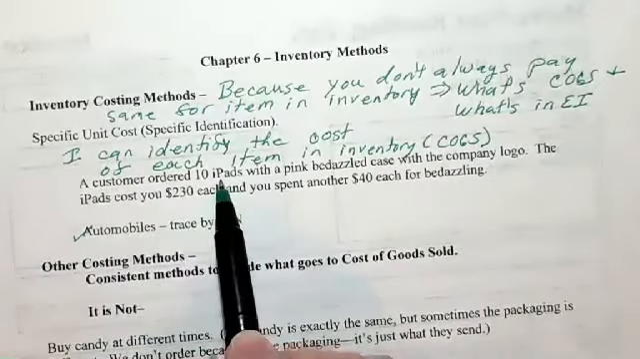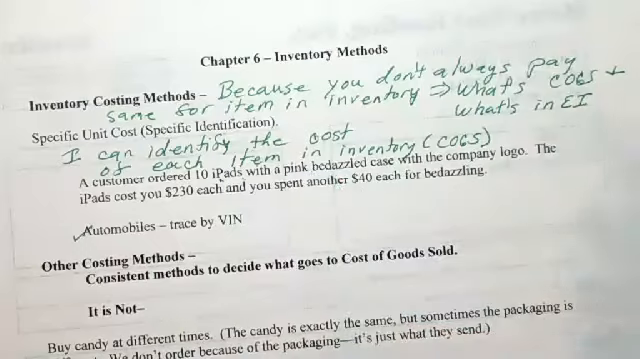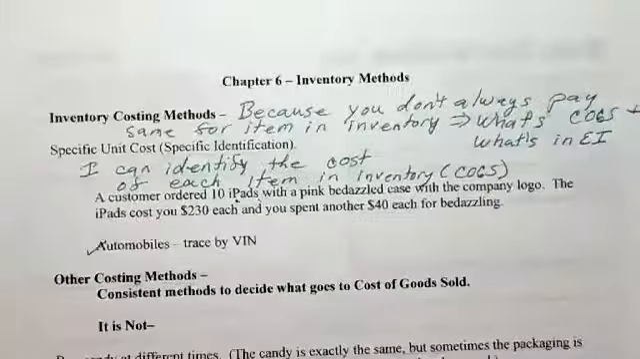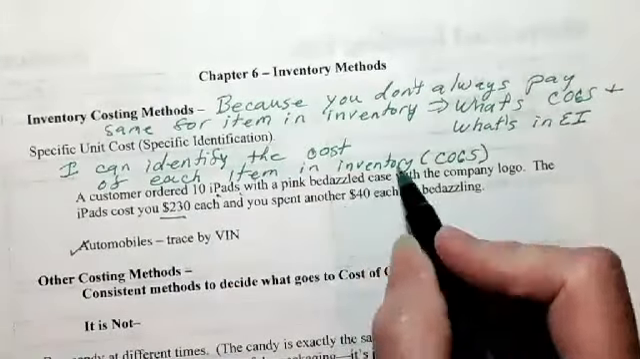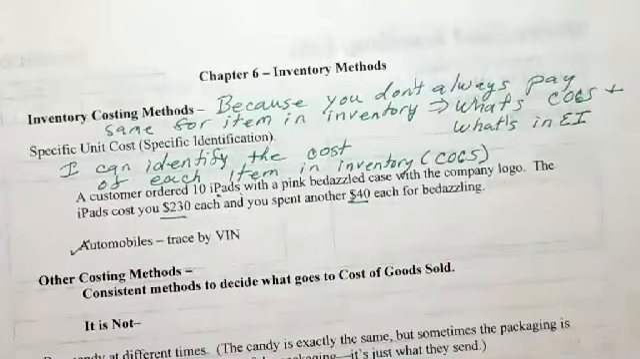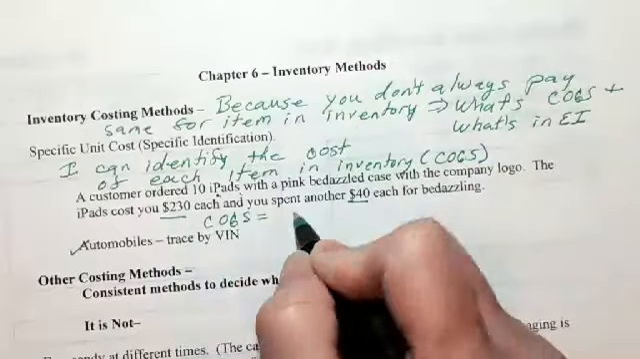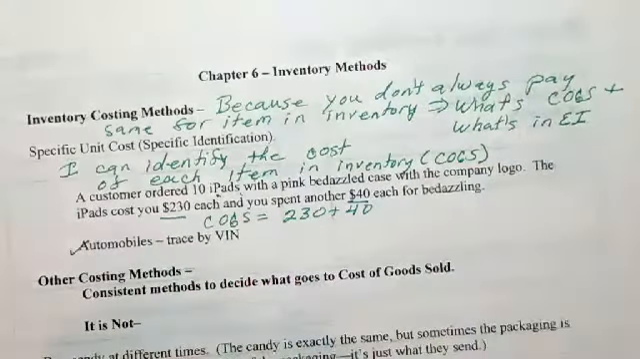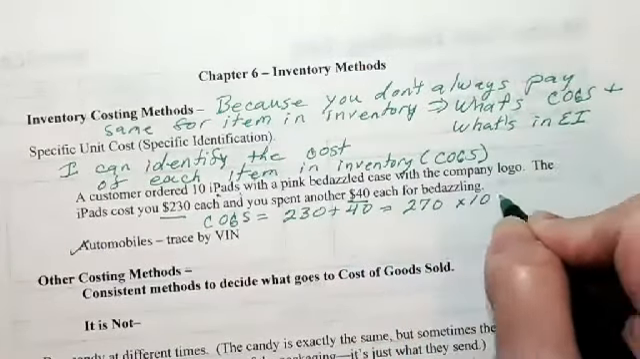Say that a customer ordered 10 iPads with a pink bedazzled case on the logo. The iPads always cost you, we'll just say, $230. And again, what makes them unique is that now we've got all this bedazzling on it. My cost of goods sold in this case would be the $230 plus the $40, because those are very different ones, or $270 times my 10 iPads.